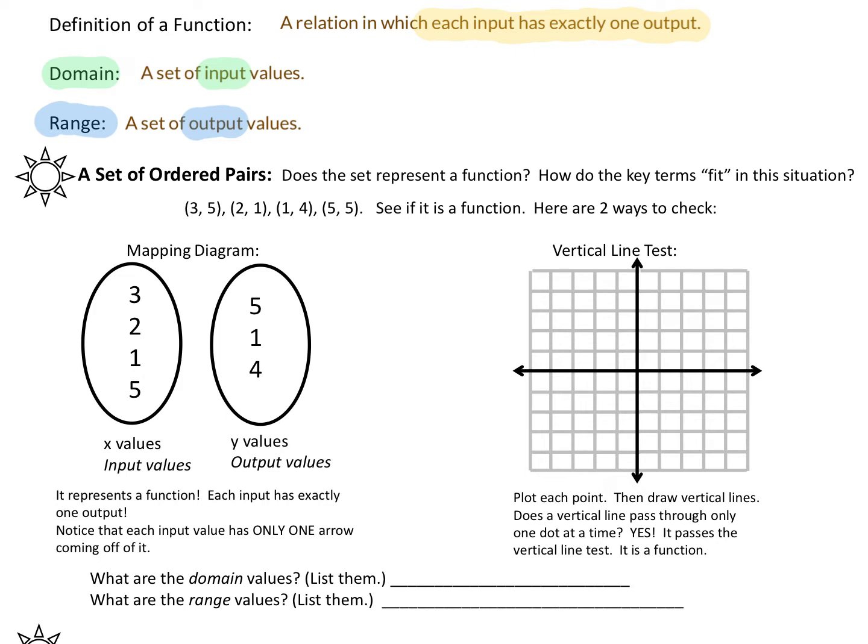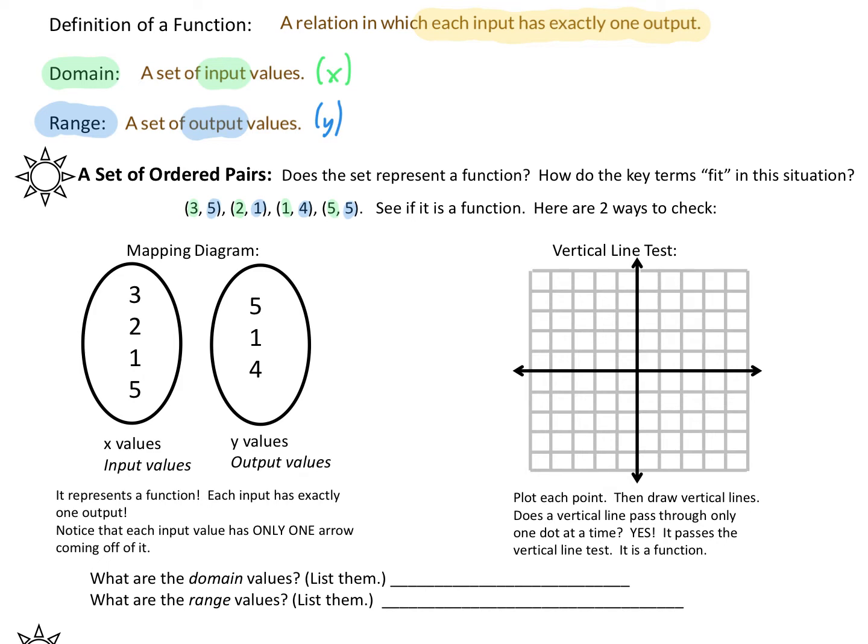Well, if we look at (3, 5), (2, 1), (1, 4), and (5, 5), we know that 3, 2, 1, and 5 are our input values. These are our X values. We also know that 5, 1, 4, and 5 are our output values. These are our Y values.